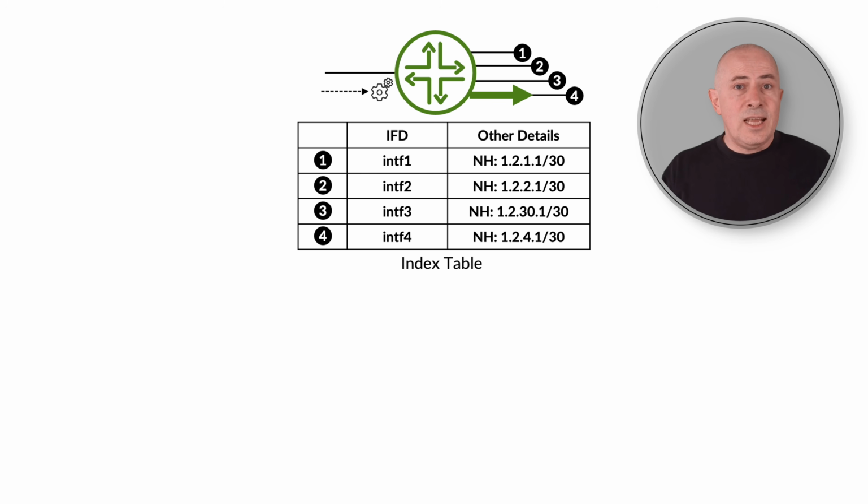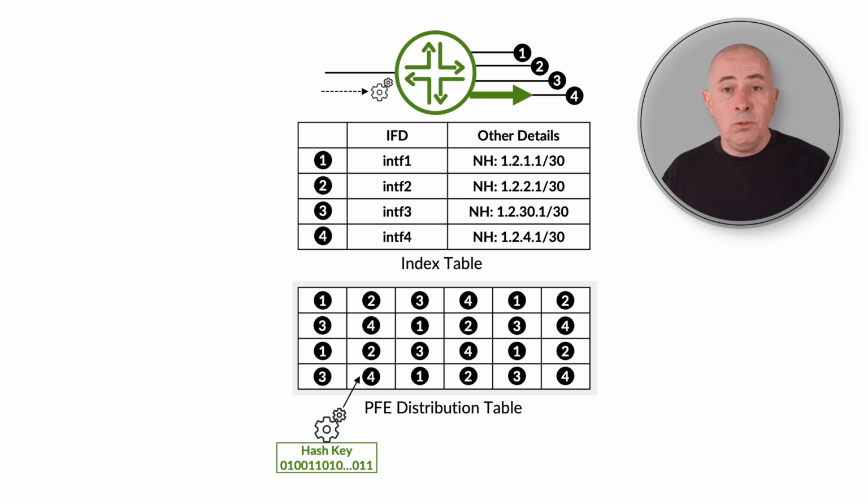We create the index table and the PFE distribution table, the selector table. The hash key of the selected fields results in a pointer to a specific bucket. So the system will pick interface 4 for this particular packet. And now imagine an outage, interface 3 going down. Remember, it's a different interface than the one that is used by my packet. In such a situation, you would not expect an impact on your flow, since it's a different interface, right?